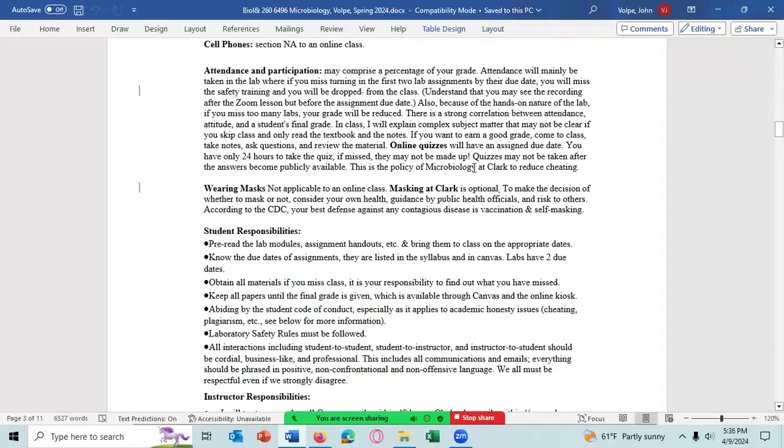Attendance and participation: after the first week, I only take attendance in the lab. I will not be taking attendance in lecture. Participation is strongly recommended. I try to ask questions just to get some student involvement. Because of the hands-on nature of the lab, if you do not turn in more than 3 lab assignments, your grade will be reduced.